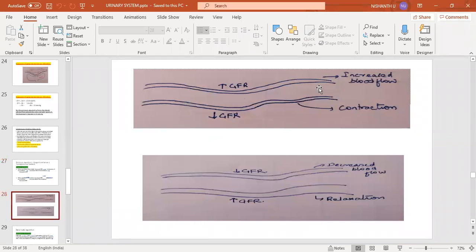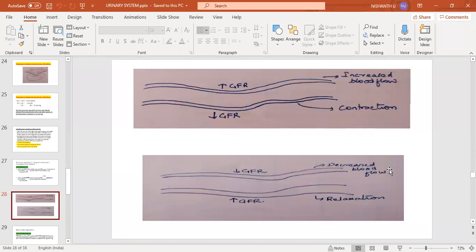Now just go to the diagrammatic representation, it will give you a better idea. For example, the blood is flowing, but the amount of blood flowing is very high. This is the afferent arteriole, and this one is the efferent arteriole. When increased blood flow is there, the glomerular filtration rate will be very high. Then the muscle will contract the blood vessel. Due to the contraction of the blood vessel, the amount of blood entering into the glomerulus will get decreased. Once the amount of blood decreases, the glomerular filtration rate will get decreased.